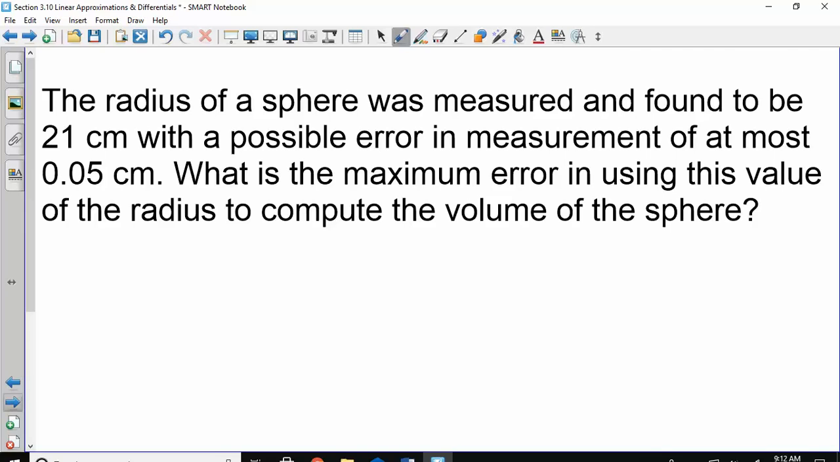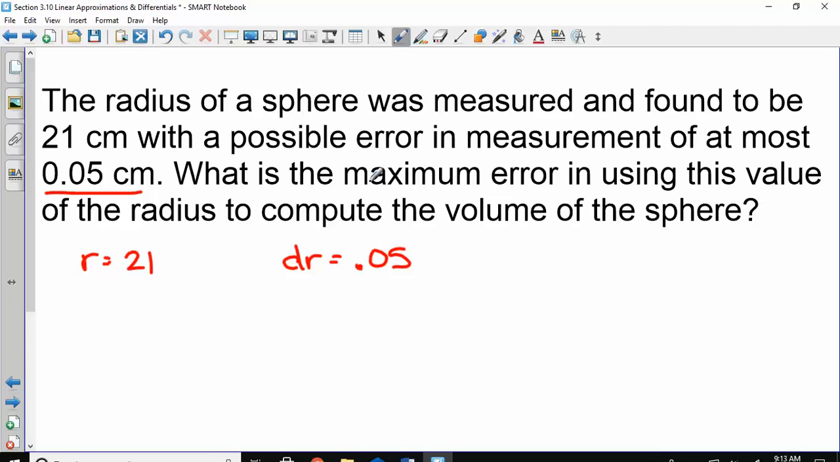So let's look at this. The radius of a sphere was measured and found to be 21 centimeters with a possible error in measurement of at most 0.05 centimeters. This is showing us the other use of this differential. A differential is like talking about error. So when I say the error in the radius, that is talking about dr, the differential in r, the error in my r. So we could be off by at most 5/100 of a centimeter.